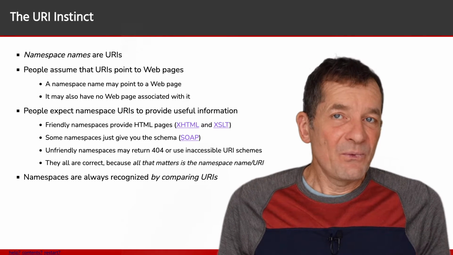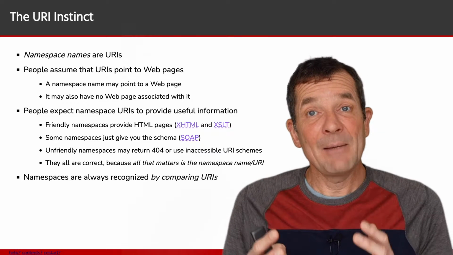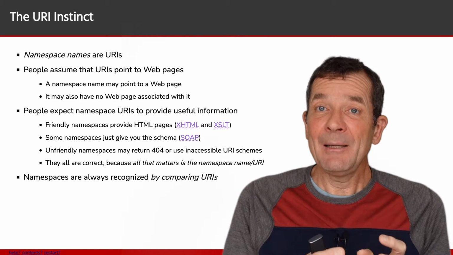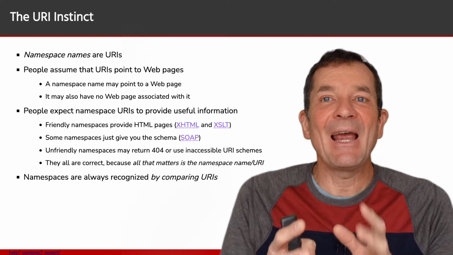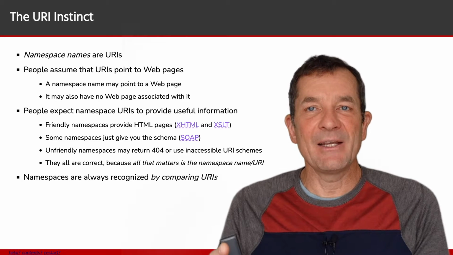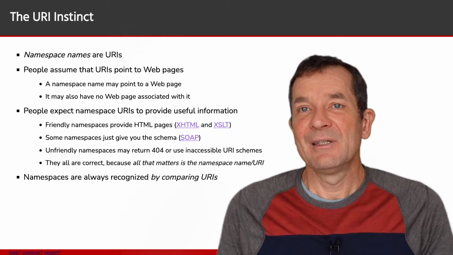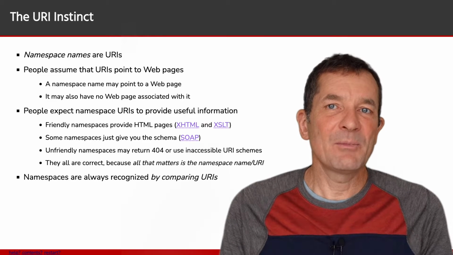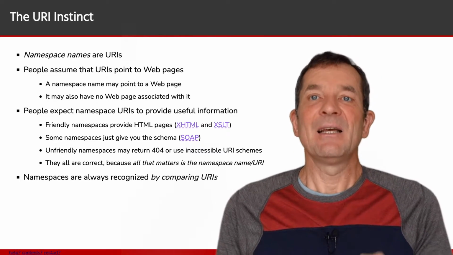And the most confusing part for a lot of people is that when they see that a namespace name is a URI, they expect some magic. They expect that there has to be something at this URI. There has to be a schema. There has to be documentation. There has to be something meaningful there. And it's good if there is something meaningful there, but there doesn't have to be. The namespace name is really just that, a name.